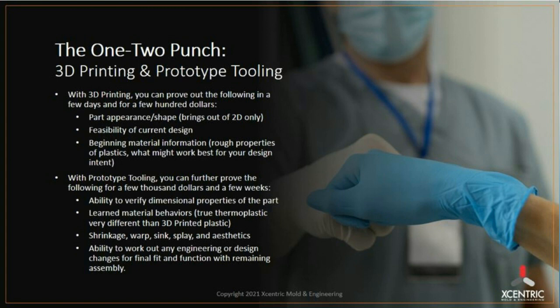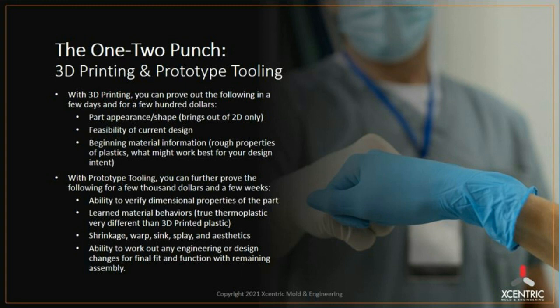That feeds into the second point. You're going to learn some more about those material behaviors that you couldn't at the 3D printed level, because true thermoplastics are going to act very different than 3D printed filaments, right? You're going to also be able to glean information on parts of the designs that you've submitted that have shrinkage, warp, sink, splay, and other aesthetic issues, right? Very easy to quickly fix with a prototype tool. Get all of those worked out before moving on to the production design.